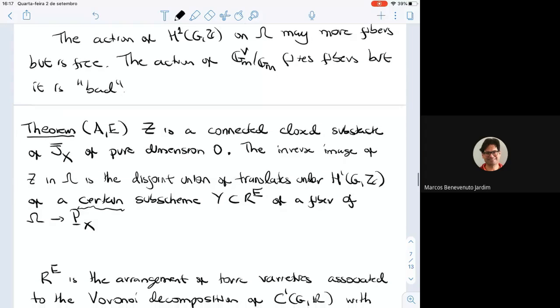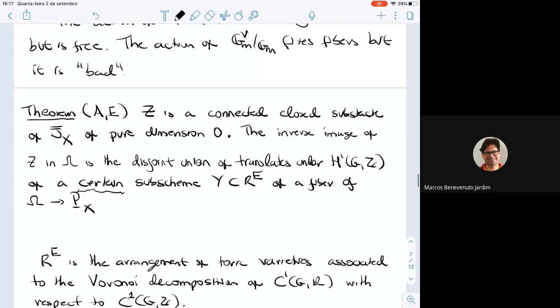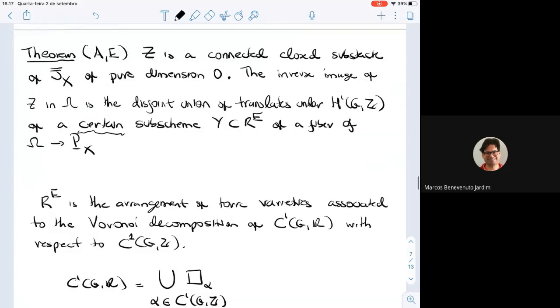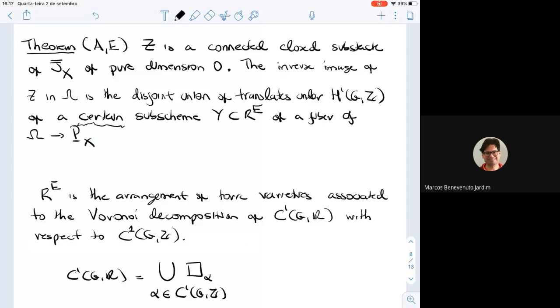And here come polytopes and toric varieties. The first thing to observe is that R of E, this union of products of P1s, is a toric variety. So I have a union of toric varieties. That's what I call an arrangement of toric varieties. And this particular arrangement is associated to the Voronoi decomposition of this Euclidean space, C1 of GR, with respect to the lattice, C1 of GZ. It's a very simple decomposition because it's a decomposition in hypercubes, centered in the elements of the lattice of C1 of GZ. Let me give you an example.